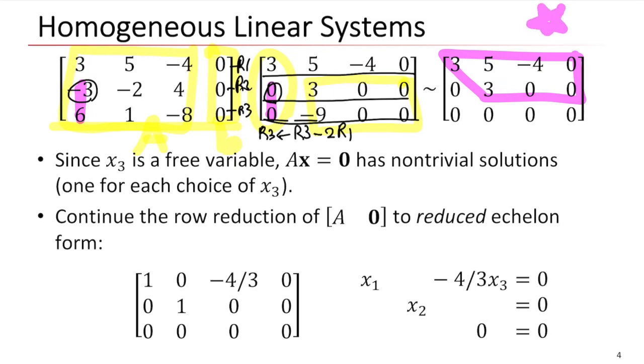By the way, there will be a homework next week. In the homework, you can solve the echelon form and the reduced echelon form yourself. So in this case, x3 is a free variable, right? So Ax equals 0 has a non-trivial solution.